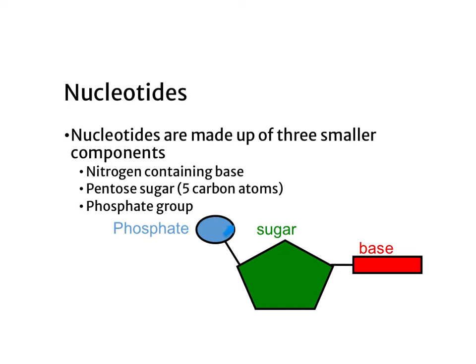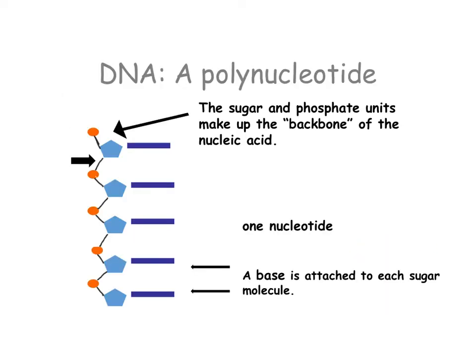We have a phosphate group. Then it is attached to our sugar, depending on if it's RNA or DNA, you might get a ribose sugar. And then we have our base attached. From there then, if we look, we've got a polynucleotide. So the sugar and phosphate units make up the backbone of the nucleic acid.